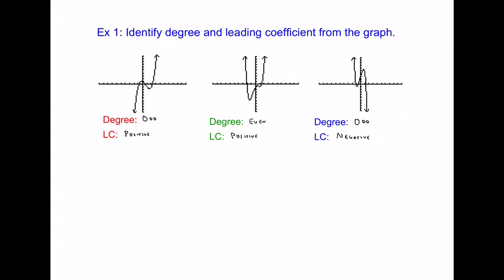On the next one, the degree is even because they end in the same direction. It is positive because it's opening up. And on the third one, it is odd again, ending in opposite directions, and the leading coefficient is negative because you start at infinity and end at negative infinity on the y value. Once again, think of your slope, that would be a negative slope.